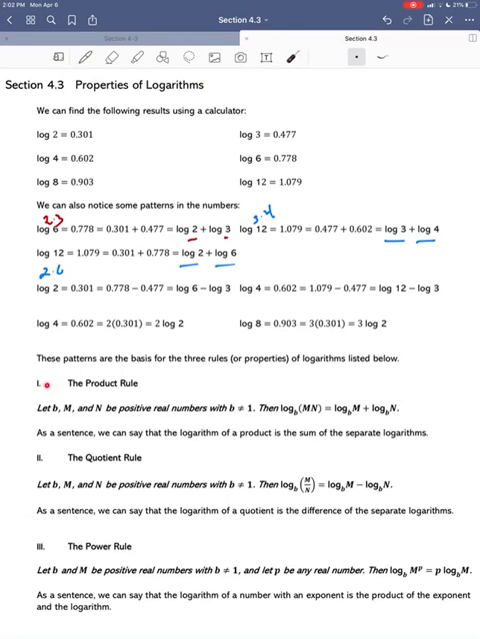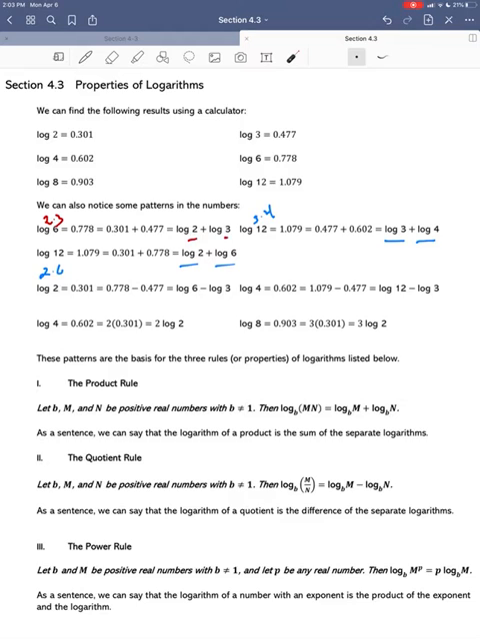So down here we've got the product rule. In general it says if I have the log of m times n, that's just the log of m plus the log of n. Just like the log of 2 times 3 is the log of 2 plus the log of 3, or the log of 3 times 4 is the log of 3 plus the log of 4. The log of m times n is just the log of m plus the log of n. And like I say here then, as a sentence, we can say that the log of a product is the sum of the logs.